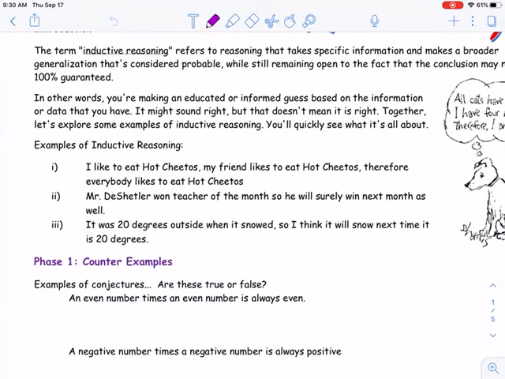Or, Mr. DeShetler won Teacher of the Month, so he'll surely win next month as well. Mr. DeShetler is a really good teacher, but will he win Teacher of the Month every single month? Probably not. And last example, it was 20 degrees outside when it snowed, so I think it will snow next time it is 20 degrees. All right? So just because it's 20 degrees out doesn't mean it will snow. So these are cases of inductive reasoning which all turned out to not be true statements. Inductive reasoning still can be true. It's just not 100% guaranteed.